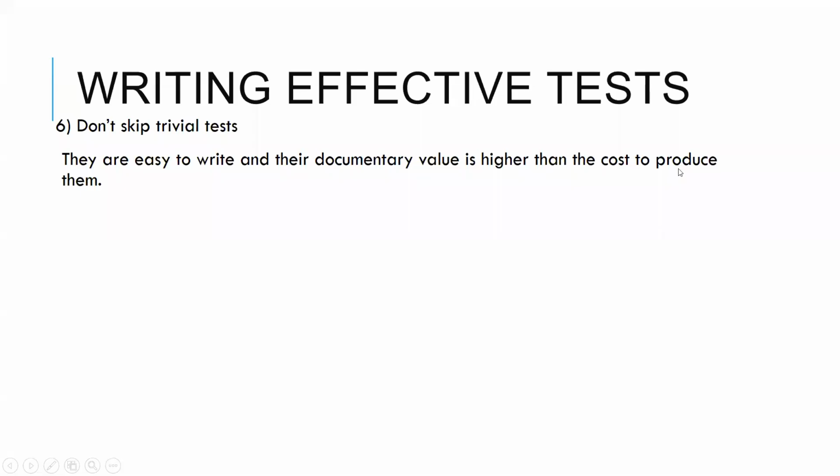Also, you should always write tests for the trivial or the happy path, because in methodologies like agile, where an approach of as little documentation as possible is followed, it is important that your tests themselves become the documentation for your code. So your tests should be written in a way that their documentation value is higher than their cost to produce them.